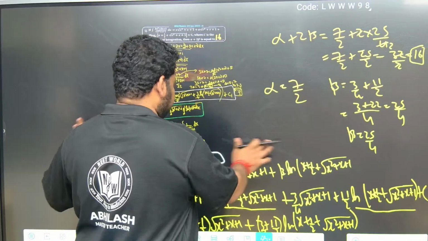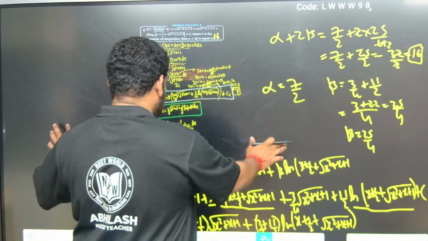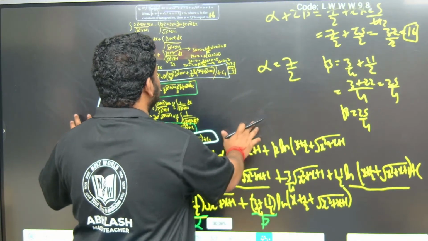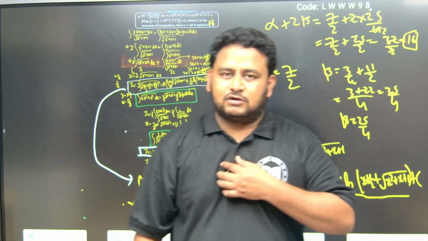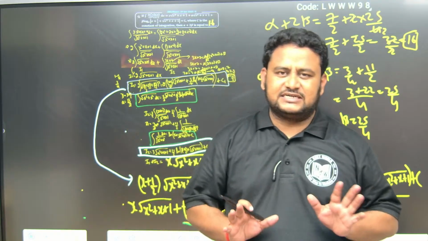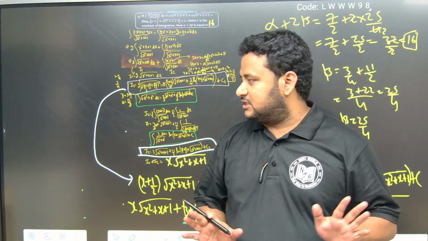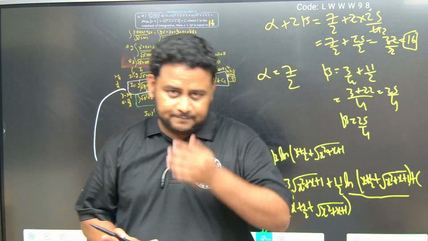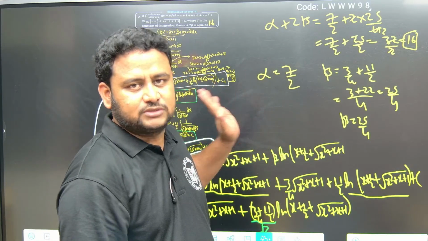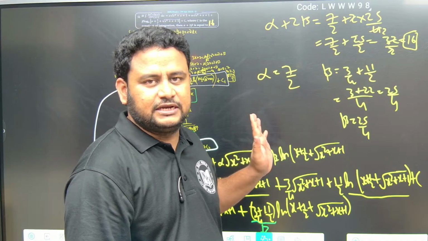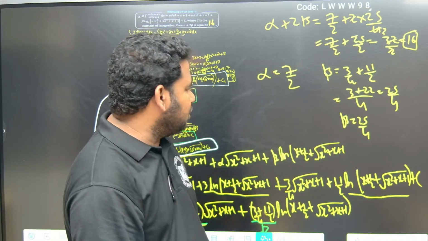It's fairly lengthy, I understand, but conceptually it is of board level, not of JEE Mains level. It's calculative, that's it. Conceptually the question is simple. You have to know certain formulas of integration, nothing much other than that. It is calculative, but you have to solve such questions also if you want to get good marks. Clear? So I'll wind up now.